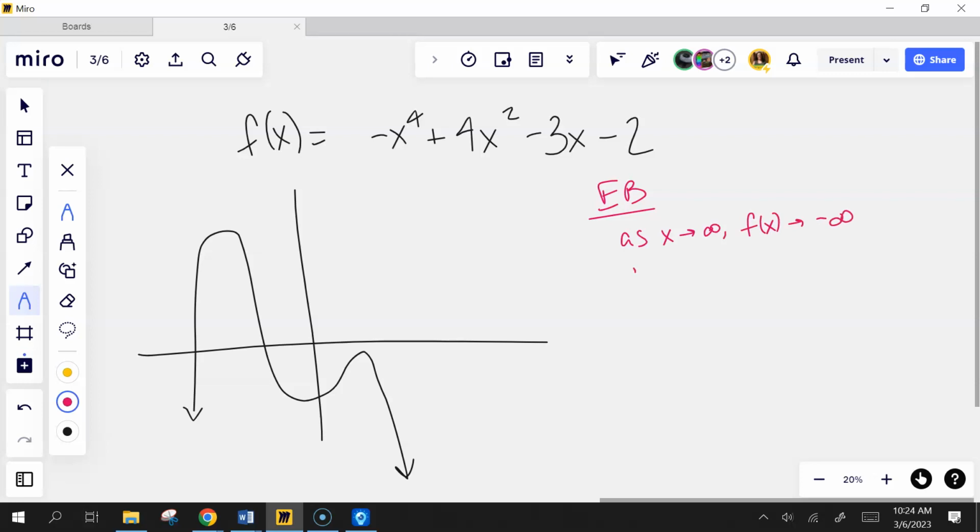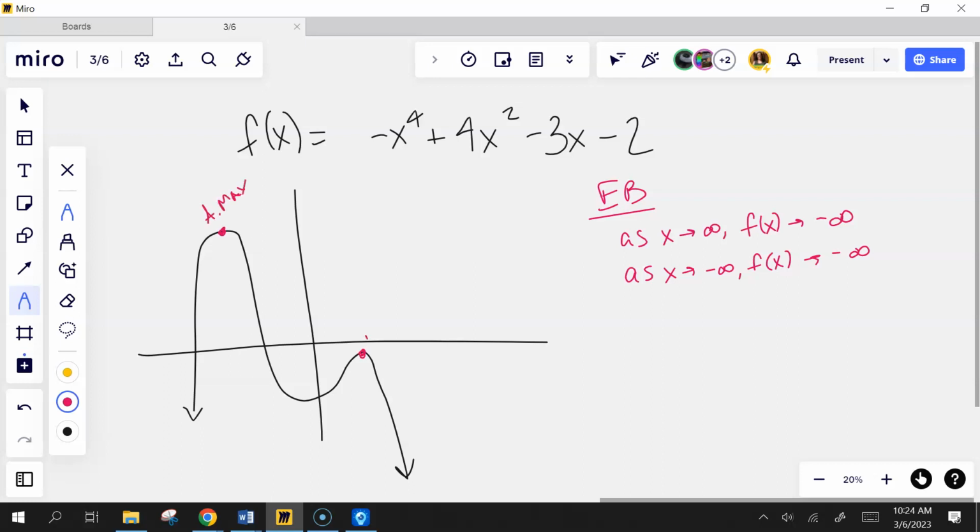Perfect. End behavior. Tell me what you notice on here. Do I have any maximums? Yes, I've got 2. Actually, one absolute and one relative.